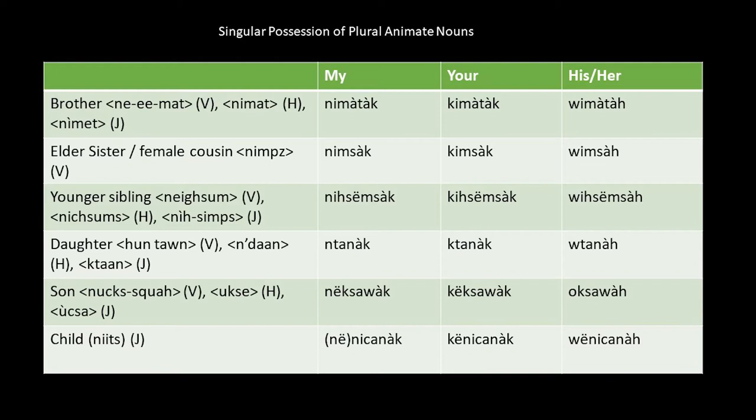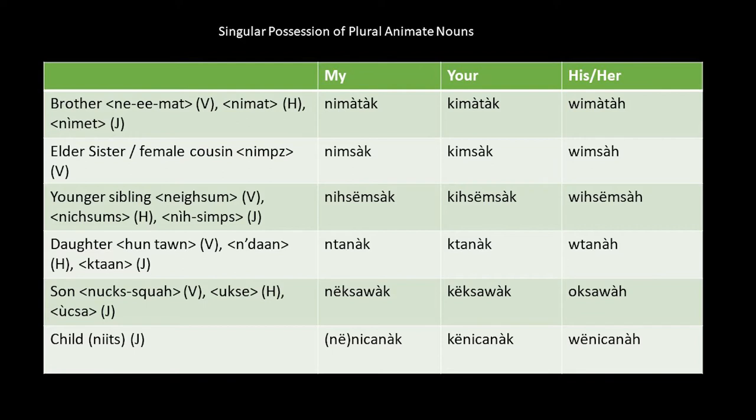Elder sister, female cousin, nymphs. You can also pronounce this nymphs. For my elder sisters or my female cousins, you would say nimsuk. For your elder sisters or elder female cousins, you would say kimsuk. For his or her elder sisters or elder female cousins, wimsa.